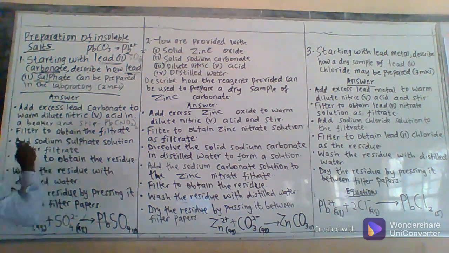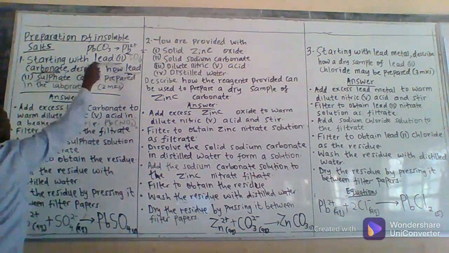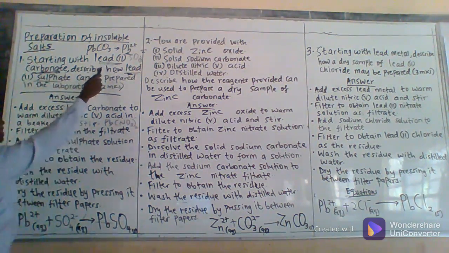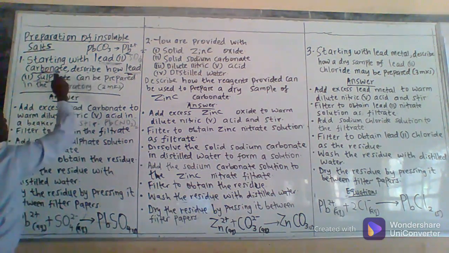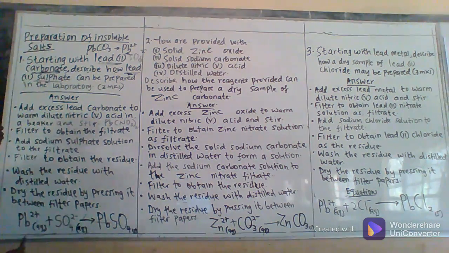So the only thing that we can do, we shall react this lead carbonate with dilute nitric acid, and when we react lead 2 carbonate with dilute nitric acid, the products are lead nitrate solution, water, and carbon 4 oxide. By so doing, we shall get a solution that contains lead ions. Then after that, we can react the resulting solution of lead nitrate with any soluble sulfate, which gives out the sulfate ion.